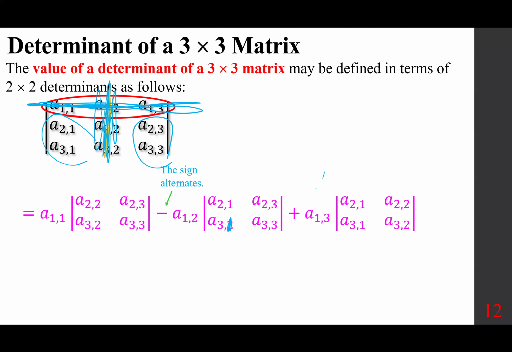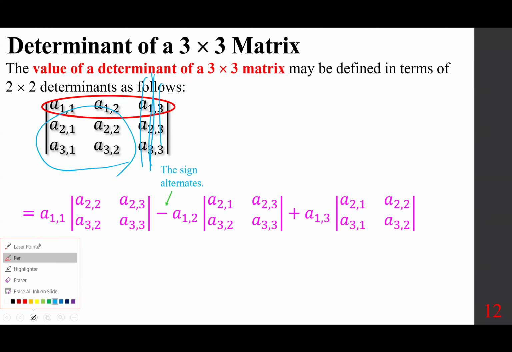Now, for this one, you cross this one, and this is what is left: A21, A22, A31, A32. And you know how to find the determinant of a 2 by 2. Okay, it's very straightforward.